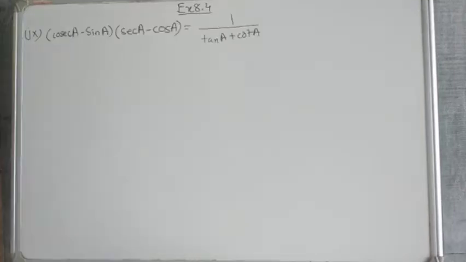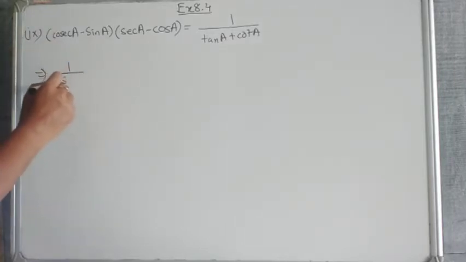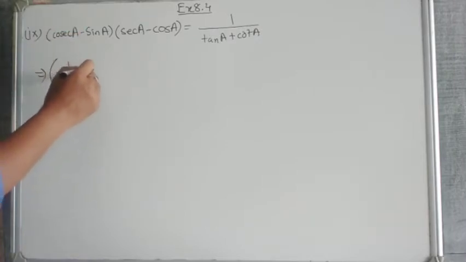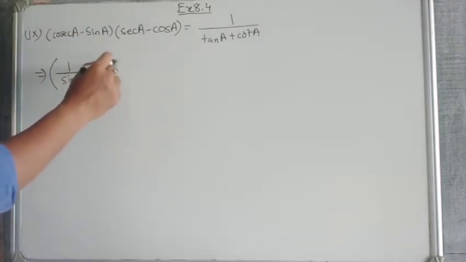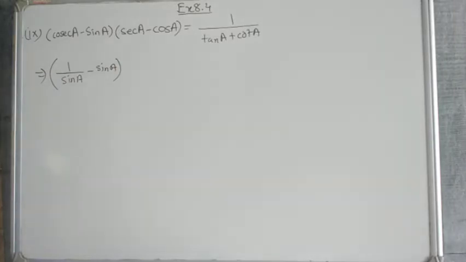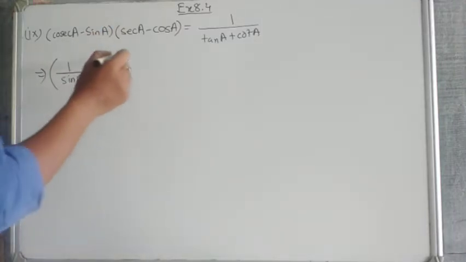In number 9, what will happen in this one? Cosec, I will change it into sine, because cosec is related to sine. Cosec is the opposite of sine, so cosec will be 1 by sin A. Sin A will remain the same. And sec, we will do the same with sec also. Sec is the opposite of cos.